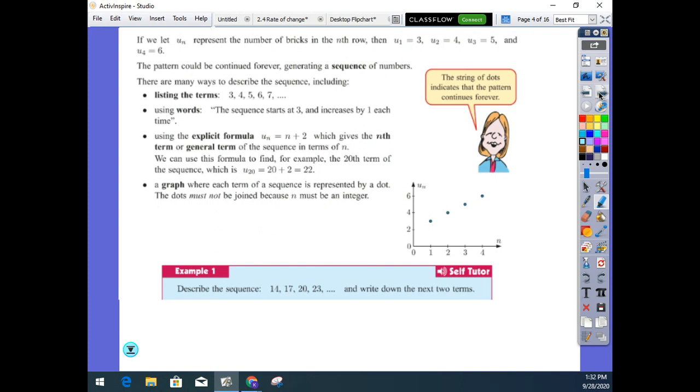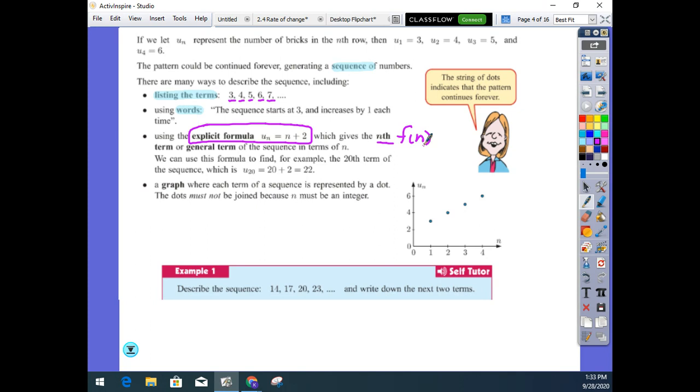All right, lots of words here. A sequence is just a pattern of numbers. We list the terms with a comma, using correct words to describe. For example, the sequence starts at 3 and increases by 1. The explicit formula is an equation to be able to find the sequence no matter where you're at. It gives the nth term. We could also call it the f of n term, any of this.